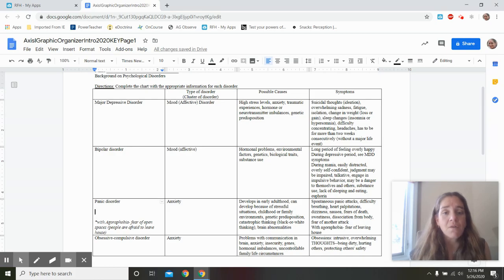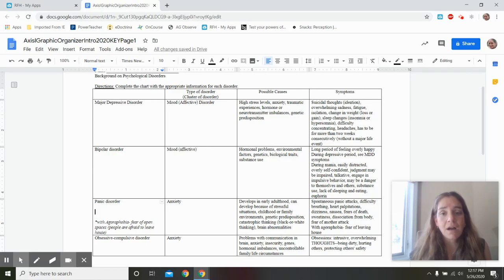Okay, so we have genetic predisposition, high stress levels, anxiety, traumatic experiences, hormone or neurotransmitter imbalances. So, people who do really well on antidepressants, that's because their neurotransmitters, specifically a neurotransmitter called serotonin, is very low. Okay, and those antidepressants are going to work to make the levels higher.